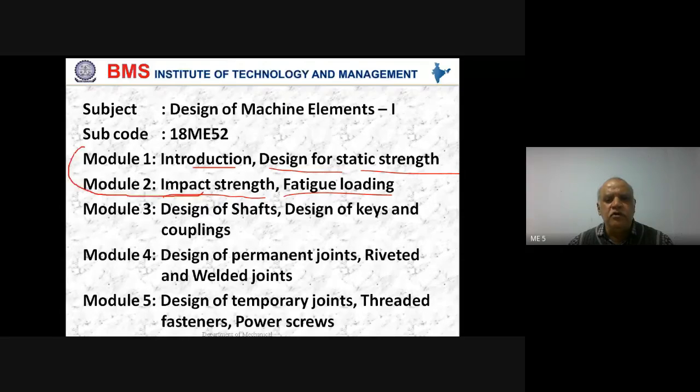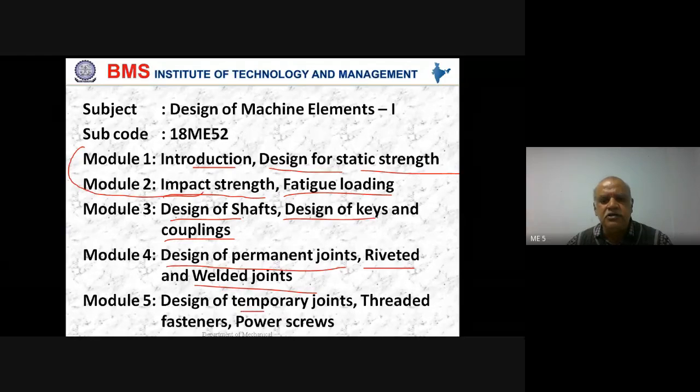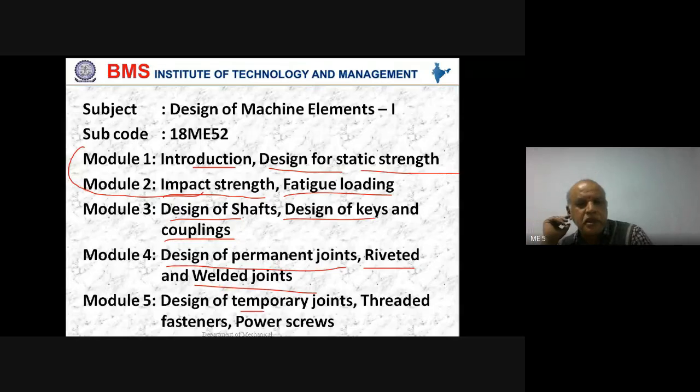From now on, if you look here in module 3, we have design of shafts, design of keys and couplings. Then we have design of permanent joints such as riveted joints and welded joints. Then design of temporary joints, threaded fasteners and power screws is what we have got.